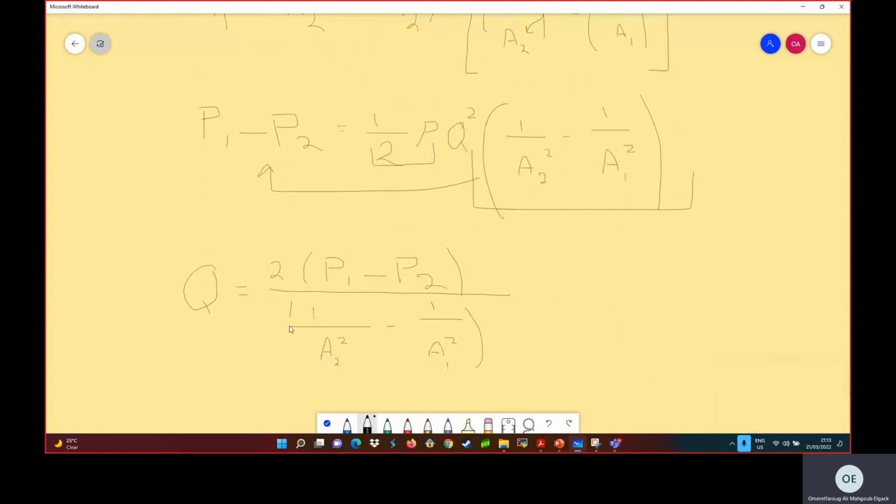Okay, and also don't forget the rho. Here the rho, so how can I get rid of it? I need to divide P1 minus P2 by rho. So here you will have also rho. And at the end you have the square root because you have Q squared.